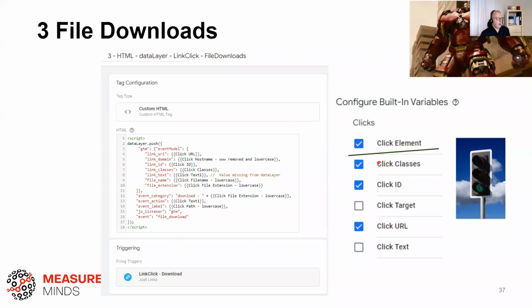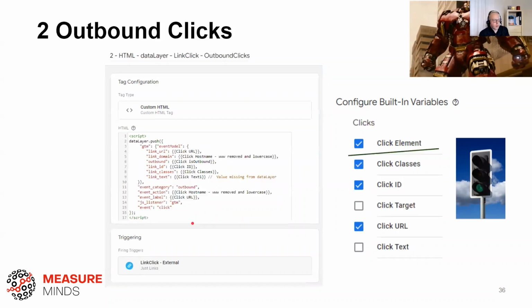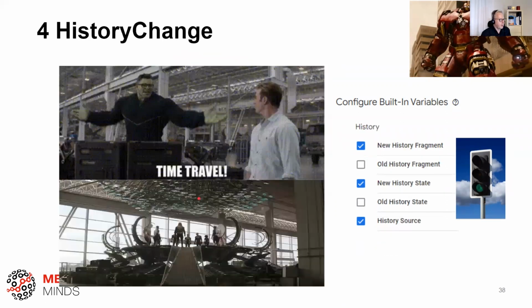File downloads all work as expected. Again, full control. You'll notice when I've done this, I'm outputting the same event name that GA4 uses, in this case file_download or click or video start, stop, etc. But I'm adding a data layer field called JavaScript listener GTM. That's done intentionally so that if GA4 auto events ever get turned on by accident, there's not two events that get fired. So they don't mix with each other. That's an intentional safeguard that I added in this process.